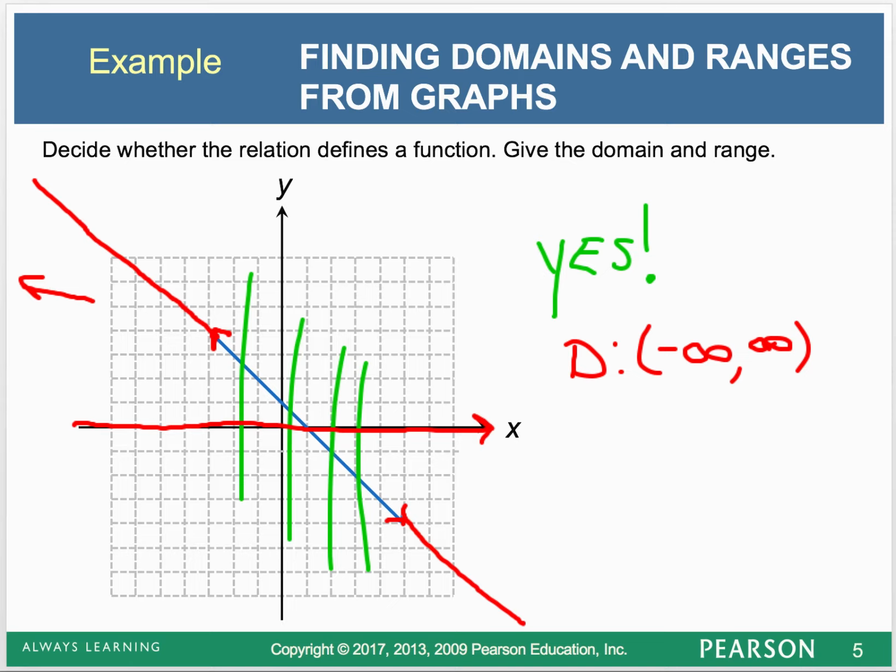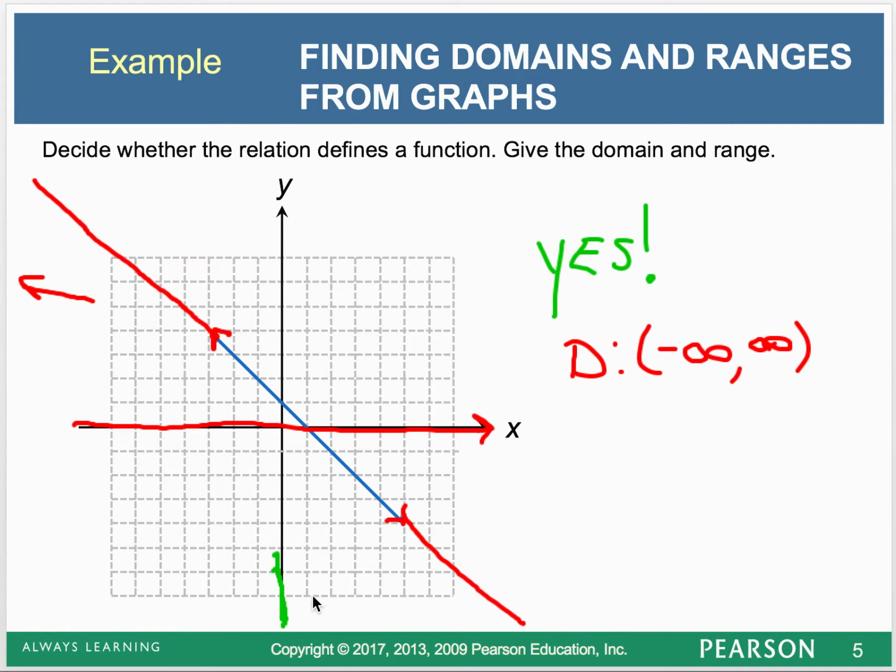Okay. And then I'm going to do the same thing for the range. So what do you think the range is? The y values, and you're right. When I go up the y, and go from negative to positive, right? So you get your interval correct.